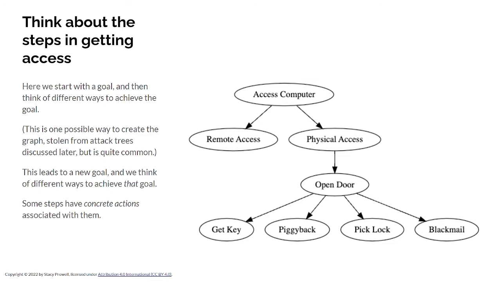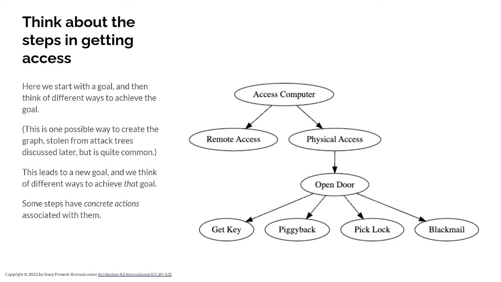And so we start up at the top here with trying to access the computer. And maybe there's remote access. Maybe there's physical access. Physical access may require that I open a door. That door might be locked. Or maybe I can get the key. Maybe I can walk in right behind somebody. Right? That's called piggybacking. What piggybacking is, that's where someone badges and opens the door, and you're like, oh, thanks, and you walk in with them. Maybe you can pick the lock. Maybe you can say, I'll give you lots of money if you open the door for me. So all those are real possibilities, different ways to subvert security.